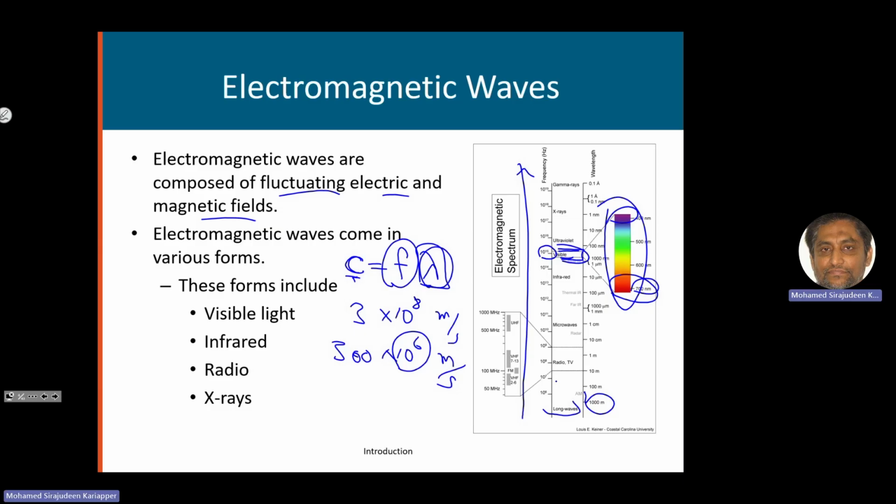Red corresponds to big wavelength, which means lower energy, and blue corresponds to higher energy. Blue has lower wavelength, high energy. So roughly, 700 nanometer wavelength will be red, and 400 nanometer will be blue or violet.